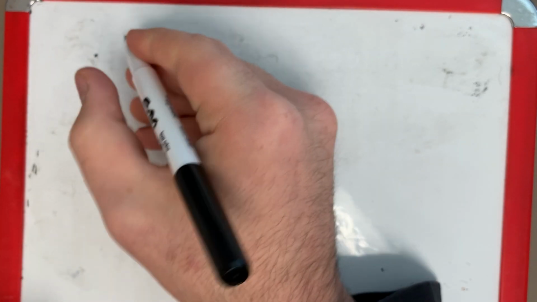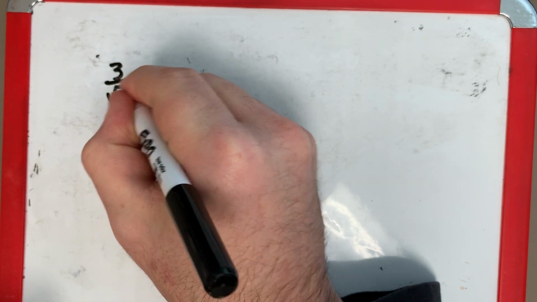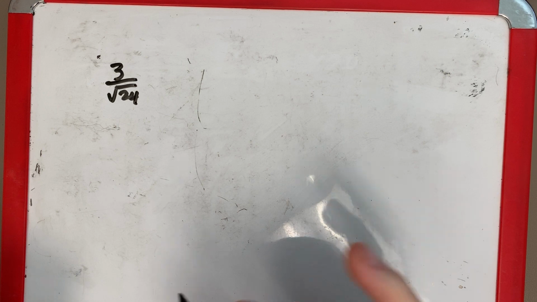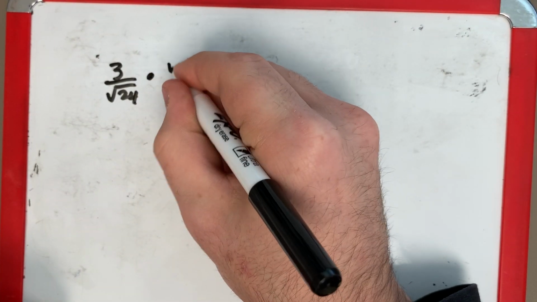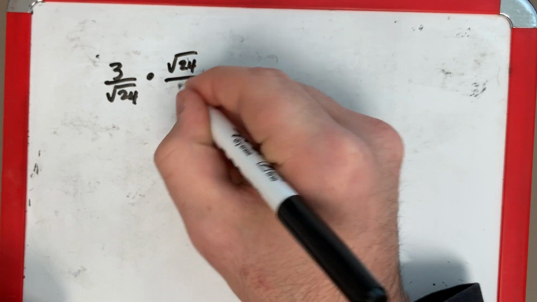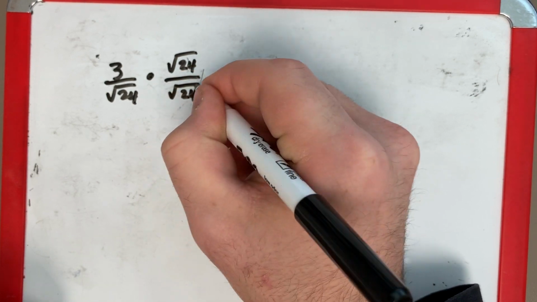So how do we go about doing this? It's going to be 3 over square root of 24. And we're going to cleverly multiply top and bottom by the same denominator that we see here. So multiplying top and bottom by root 24, because doing so gives us 1.